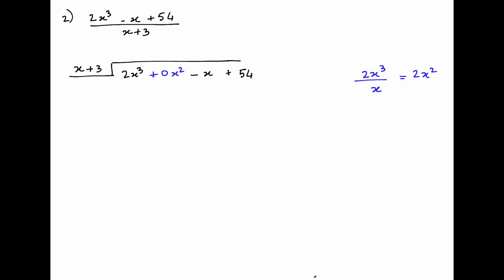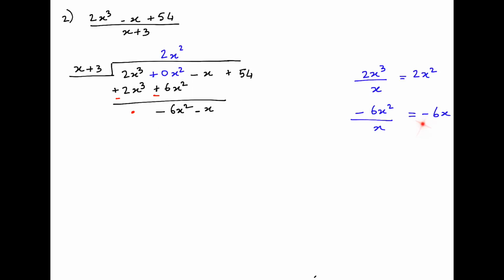How did I get it? Here this is power of 3 and this is to the power of 1. 3 minus 1 is 2, and this 2 is the one which is here. Write it down here. Multiply by x plus 3, 2x square, and you will get 2x cube. 3 multiplied by 2 will give you 6x square. Remember to change the sign, and this will get cancelled out and we will be left with negative x square, and we'll bring the negative x down. Again, copy the first term here and divide it by x.